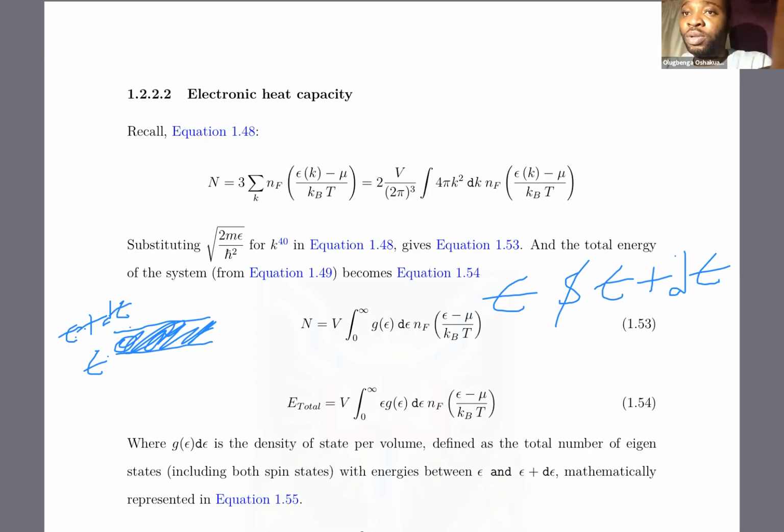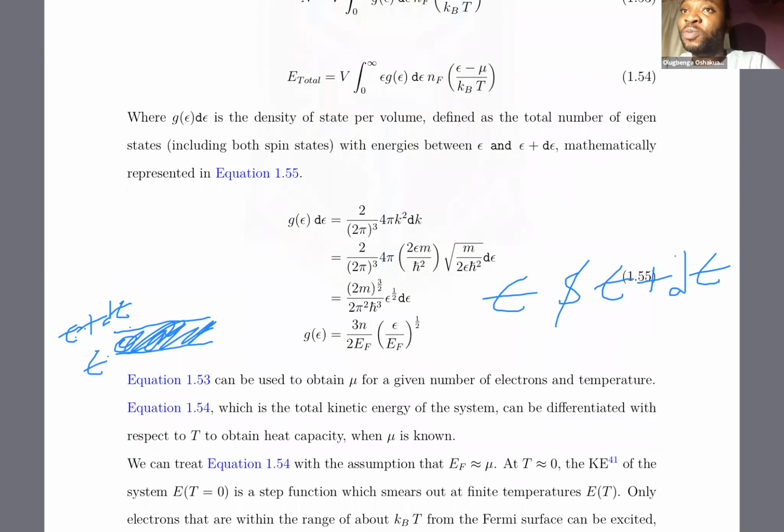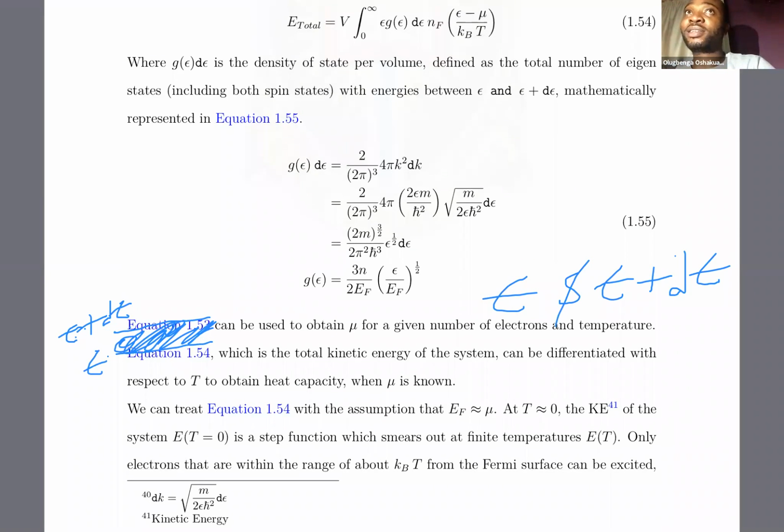This is not the first time we'll be talking about density of states, but the first time we spoke about density of states, we were talking in terms of wave vectors. Now we are talking in terms of energies. We're talking about electrons having energy within this range: how many of these electrons have energies between epsilon and epsilon plus d epsilon. So the density of states is defined in equation 55. One step leads to the other. So the density of states, like we had before, is given in equation 55.